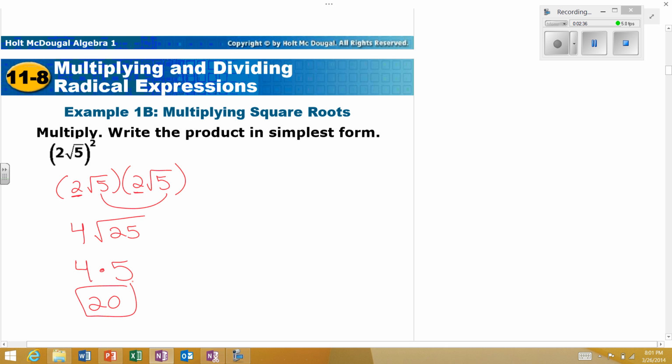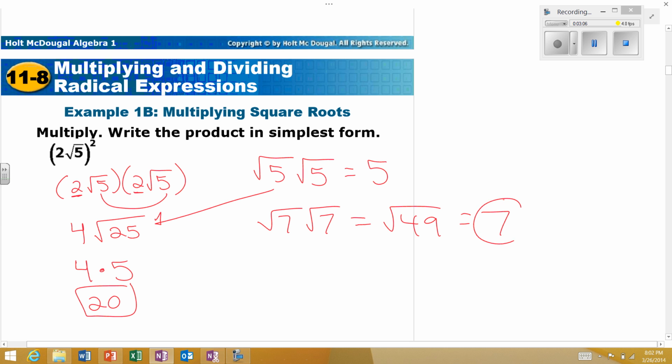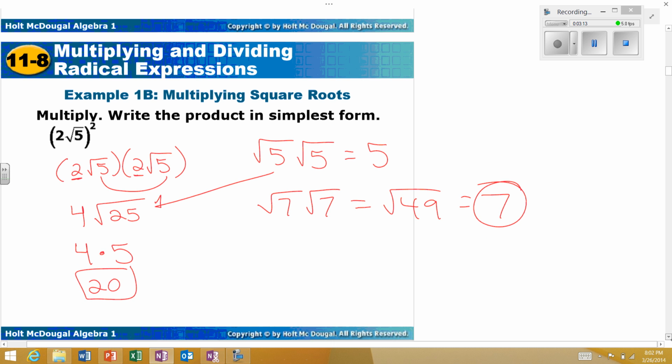Now, something I want you guys to know here is that if you multiply a radical by the same radical, for example, radical 5 times radical 5, it actually gets rid of the radical sign, and we just get what's underneath. The way that works is because that becomes 25 underneath, and the square root of 25 is 5. If I did the square root of 7 times the square root of 7, that would be the square root of 49, which equals 7. So again, when you multiply a square root by itself, you just get what's underneath. So that's a really important rule to keep in mind.